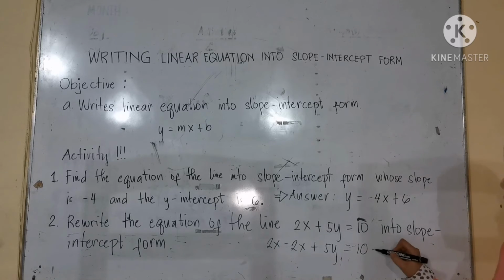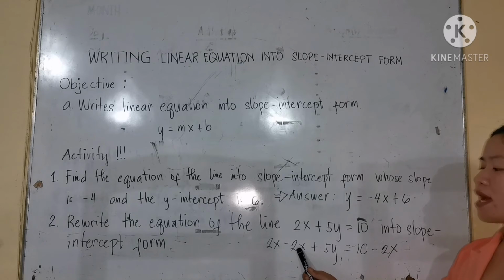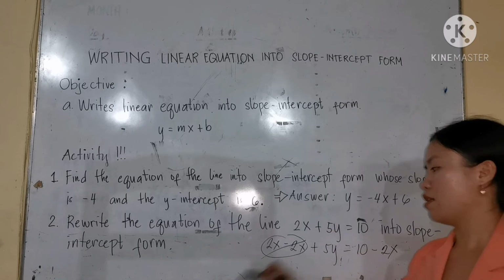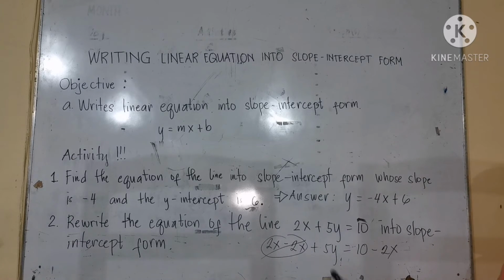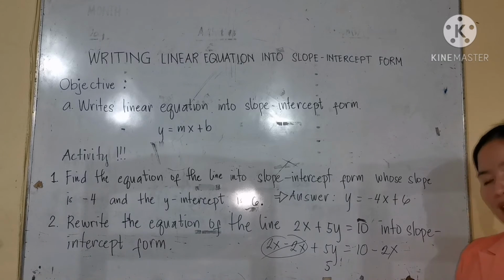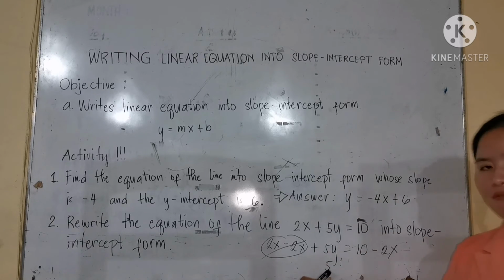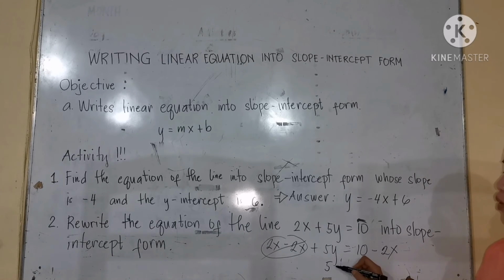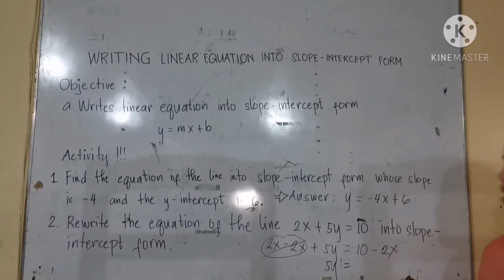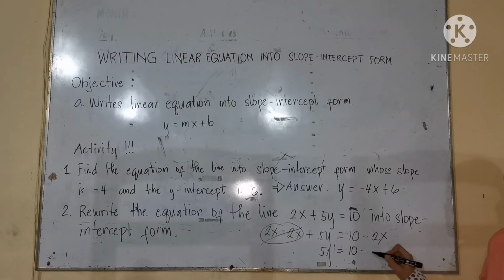Then simplify. 2x minus 2x equals 0. What is left is 5y. Just rewrite negative 5. No, I'm so sorry, it's not negative. Positive 5y. So we will rewrite positive 5y. 5y equals 10 minus 2x.